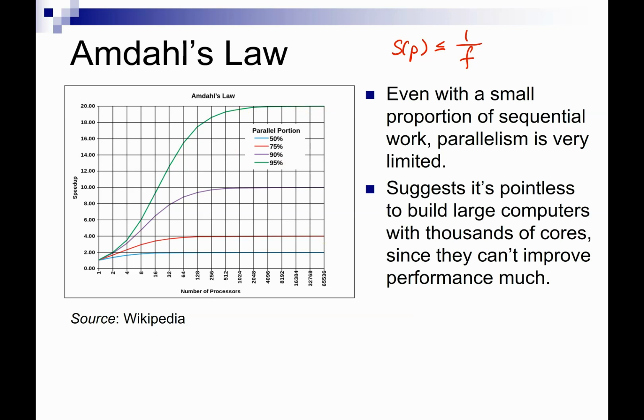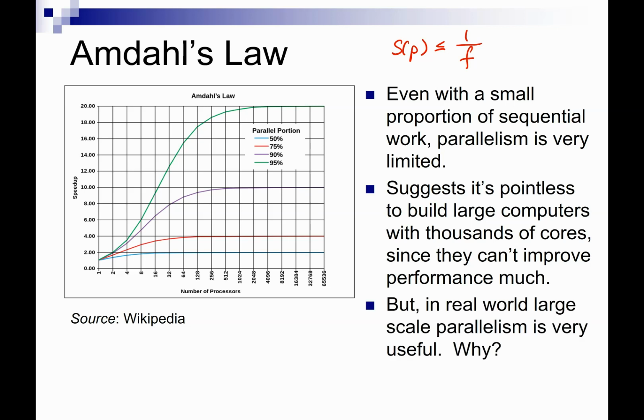Basically, if you just look at these plots over here, you become very pessimistic, and you start to think that in fact there's no point building these large parallel computers. Because even if I have thousands and thousands of processors, and a program which is quite parallelizable, let's say 95% parallelizable, I won't get more than 20x speedup. So why should I bother building these large computers?